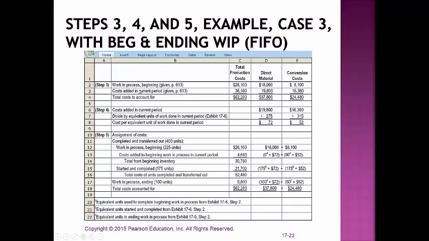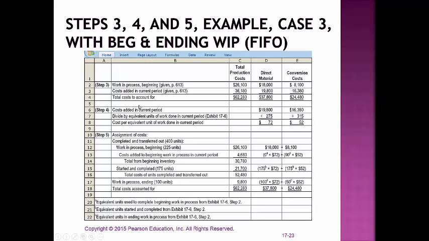Summing those up, we've got our total cost to account for. We can check those figures later to make sure we divvy up everything. These are your check figures. If you get down to the bottom and these numbers do not match, you have done something incorrectly.